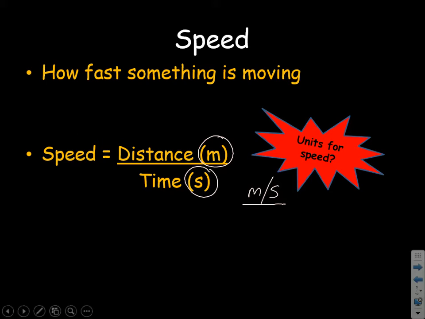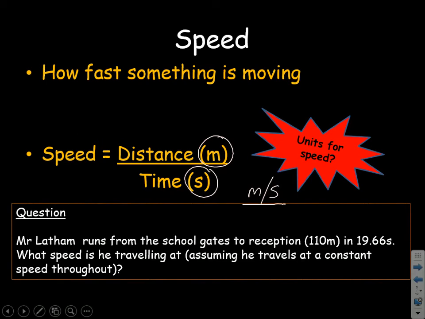So let's just start off with an example. Mr. Latham runs from the school gates to reception, which is 110 meters, in 19.66 seconds. What speed is he travelling at, assuming he travels at a constant speed throughout? So we get our calculator and we put in our distance, which is 110, divided by our time period, which is 19.66.